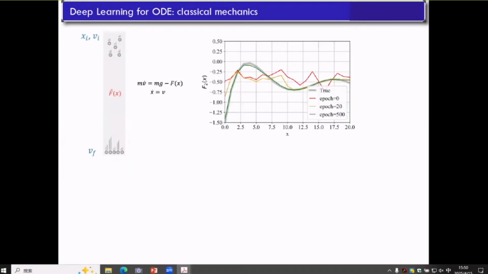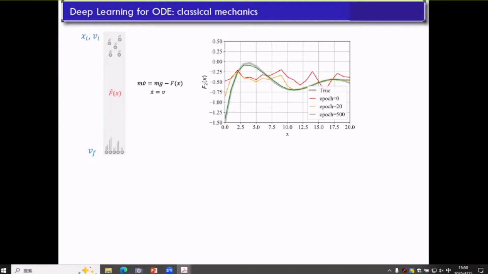The problem is very simple. This is one-dimensional motion. You may imagine there is a gravitational force, and then there may be some mysterious force depending on the position. But we don't know what it is. Then we have to solve Newton's equation to understand the trajectory and the final velocity of this motion. This is basically F equals ma: ma is F, and this force has a gravitational force and this mysterious force.